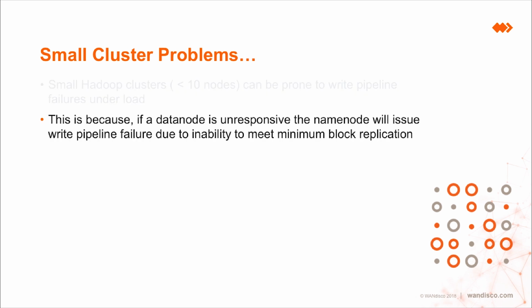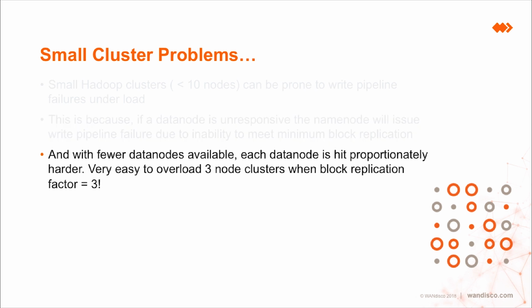This is because if a data node is unresponsive, the name node servicing that data node will issue a write pipeline failure due to the inability to meet block replication requirements. For example, the standard block replication factor is 3 on most clusters, and it might not be able to replicate 3 copies of that block. And with fewer data nodes available, each data node is hit proportionally harder. It's very easy to overload those 3-node clusters when you have a replication factor of 3.